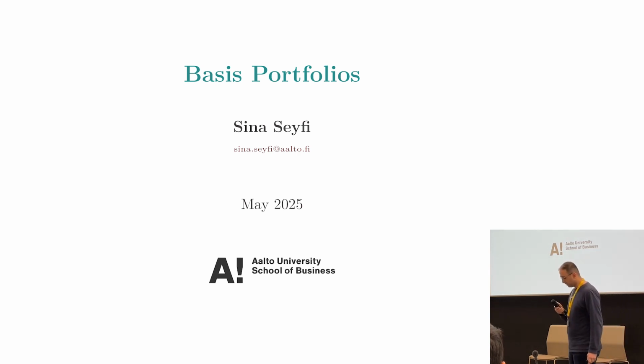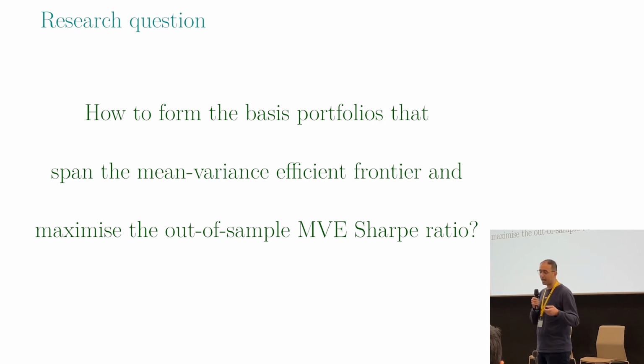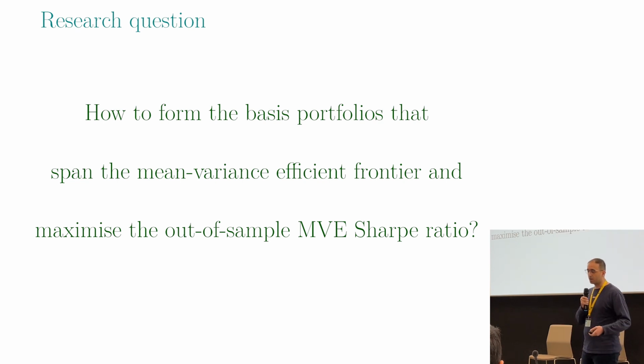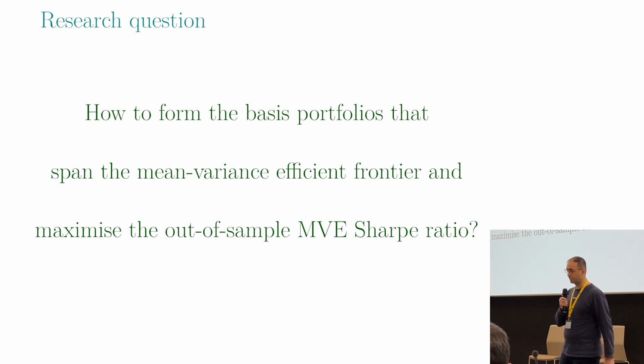So basically the research question is how to form the basis portfolios from the universe of all of the stocks that span the mean variance efficient frontier and maximize the out of sample MVE Sharpe ratio, specifically in the presence of measurement errors. So should we sort the stocks based on some characteristics, or should we sort the stocks based on industries, correlation, expected returns, and all of these methods which have been in the literature.